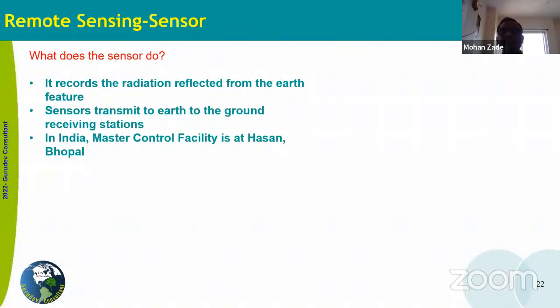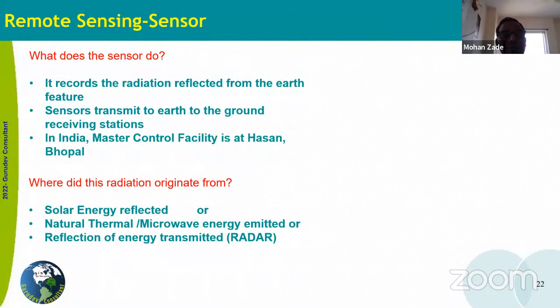So actually the sensors, these are the basic things. Actually, it should have been first. What the sensor does is record the radiation reflected from the Earth's features and transmit it to the ground receiving stations. And in India, we have master control facilities for remote sensing satellites at two places: one is at Hassan and the second is at Bhopal.